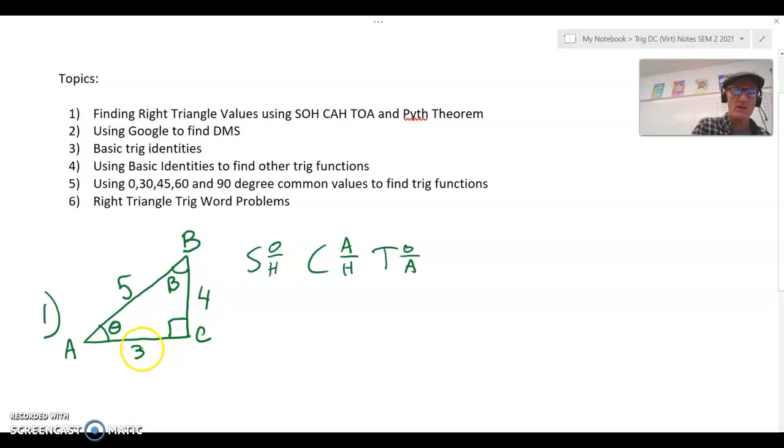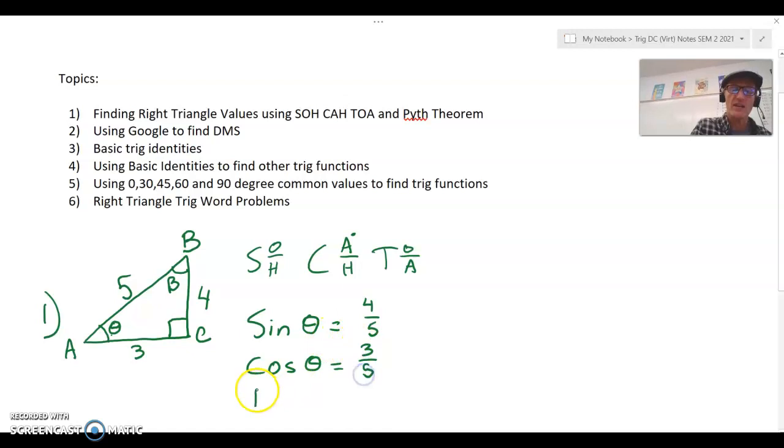were 3 and 4, and the hypotenuse was 5, you'd have 3, 4, 5. So the sine of theta, for example, is the opposite, which is 4 over 5, which is the hypotenuse. The cosine of theta is equal to 3 over 5. Adjacent means next to. So it's 3 over 5. And then the tangent of theta is equal to opposite over adjacent, so 4 over 3.